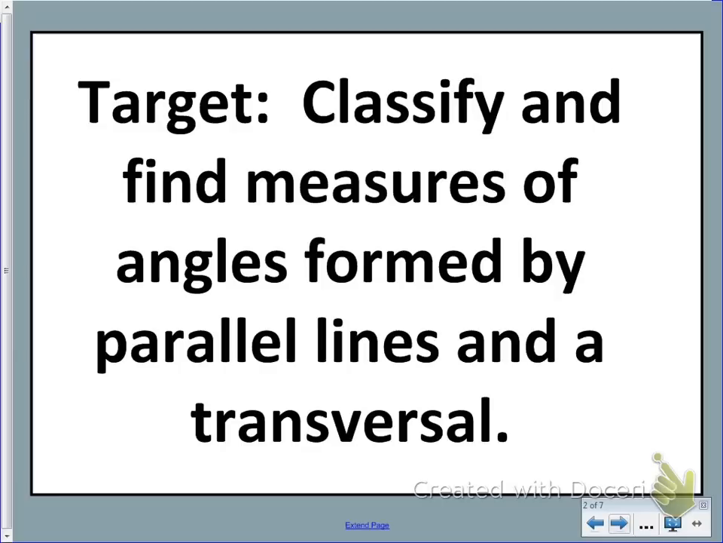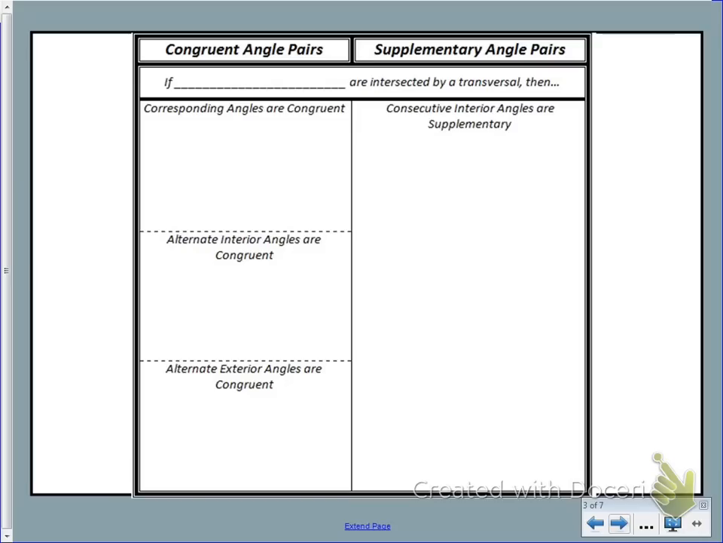Welcome, geometry students. Today we're going to learn more about the target that states: classify and find measures of angles formed by parallel lines and a transversal. In the previous video of this target, we learned about four important angle relationships: corresponding angles, alternate interior angles, alternate exterior angles, and consecutive interior angles.